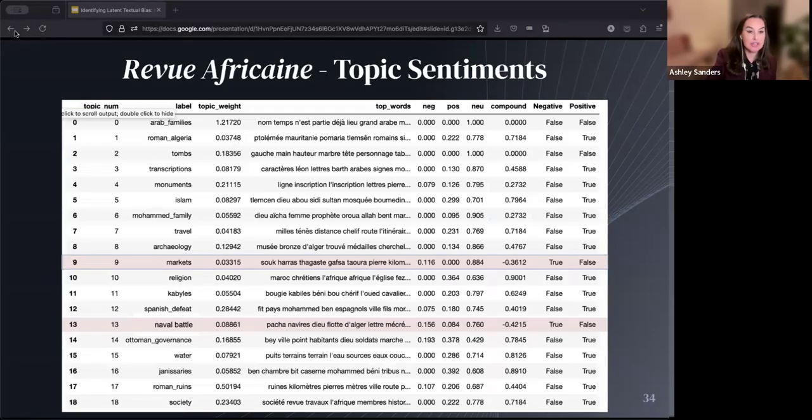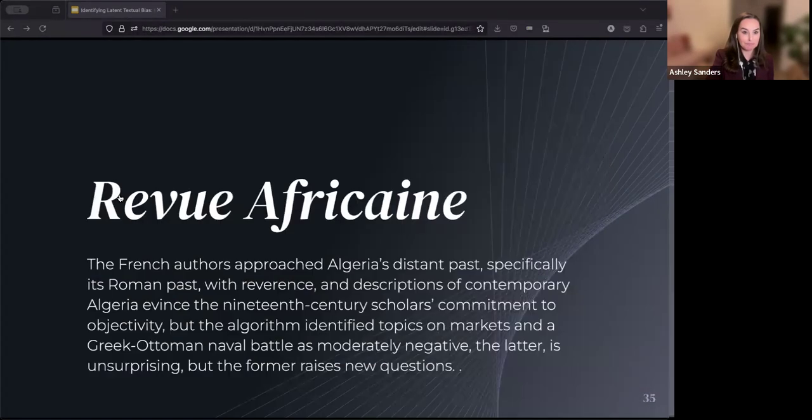So here are the results of the sentiment analysis for the first corpus, that small one. And what we see here is a couple of topics that appeared to be fairly negative, and I was curious about these two topics. The one on naval battle didn't surprise me. It's about battle, so it's not shocking that that might be negative because it's going to be talking about death. But the other one was about markets. I was really curious about that.